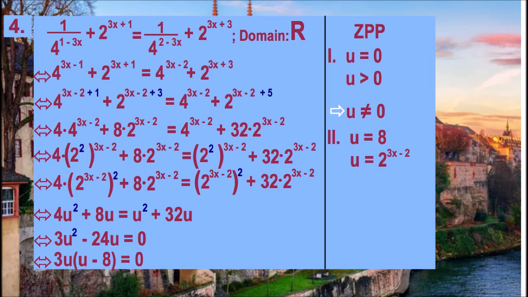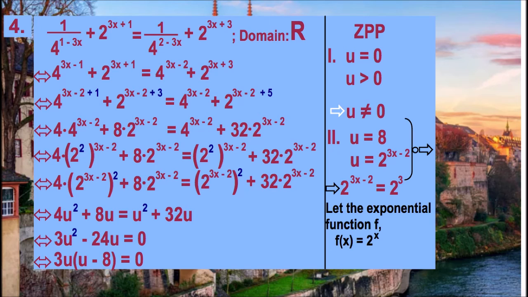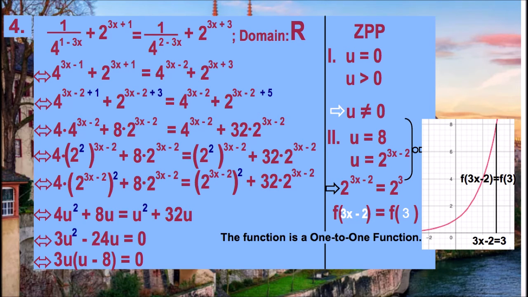That's all good to go. So u also equals 2 raised to the power 3x minus 2. Thus, 2 raised to the power 3x minus 2 is equal to 2 to the 3. Let the exponential function f be such that f of x equals 2 raised to the power x. So our left-hand side is f of 3x minus 2, which equals our right-hand side of f of 3. The function is a one-to-one function, so we can remove it without losing or gaining solutions.